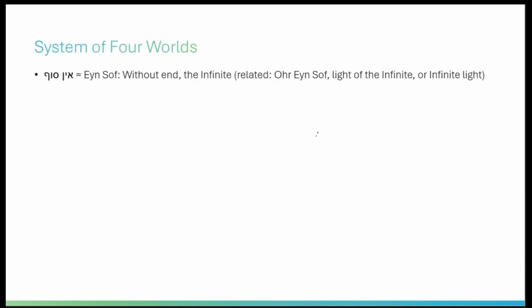There are many concepts. There's a concept of Tzimtzum, of the divine contraction that created the space for the worlds. So before everything, we can talk about Ein Sof. We can talk about that which is without end. That can be a reference to God Himself, the infinite one. We also talk about the light of the Ein Sof, which can either mean the light of the infinite or the light that is infinite, or Ein Sof.